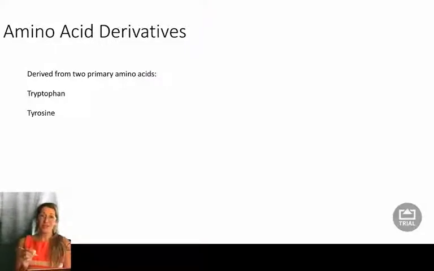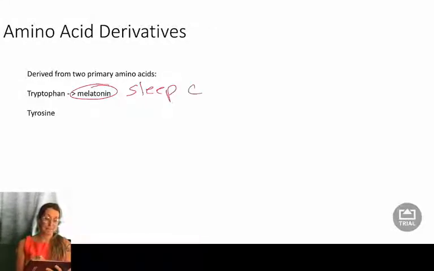Amino acid derivatives are derived from two primary amino acids, which is helpful. They're derived either from tryptophan or from tyrosine. Tryptophan produces melatonin. You may be familiar with melatonin as it's important to the sleep cycle and circadian rhythms, so awake and sleep.